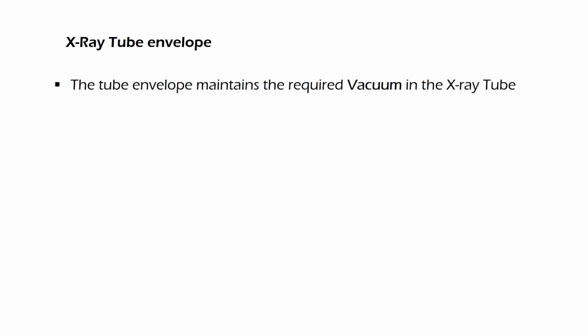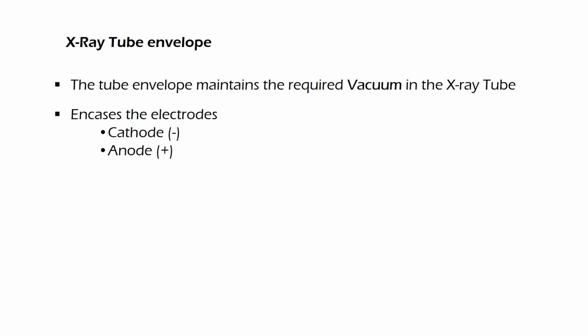X-ray tube envelope. The tube envelope maintains the required vacuum in the X-ray tube. The X-ray tube envelope increases X-ray production efficiency. Failing vacuum due to leakage or degassing of the materials causes increased ionization of the gas molecules, which slows down the electron acceleration. Further, a current of positive ions flowing back could impair or destroy the cathode filament.